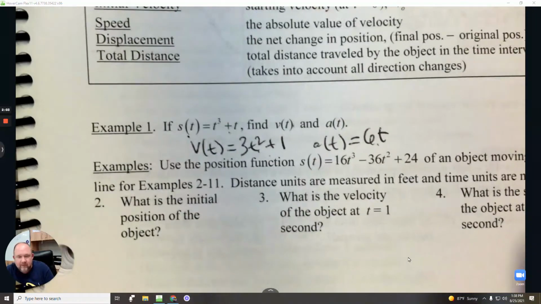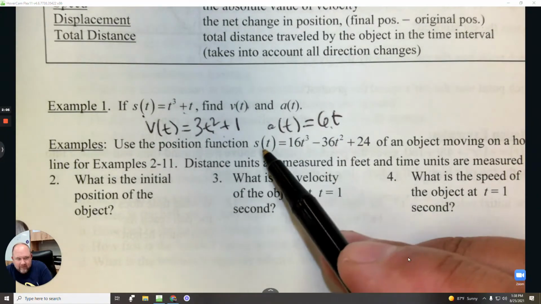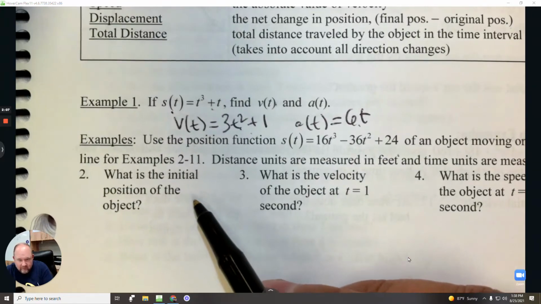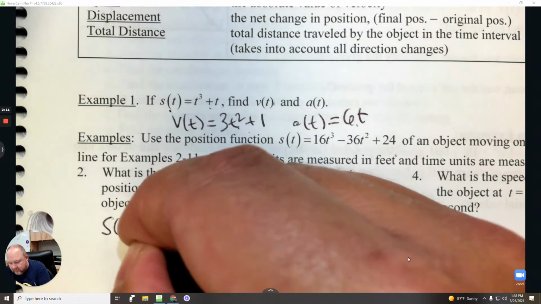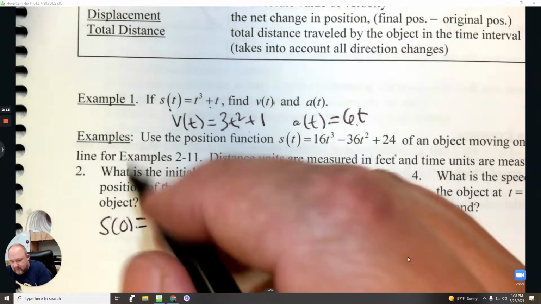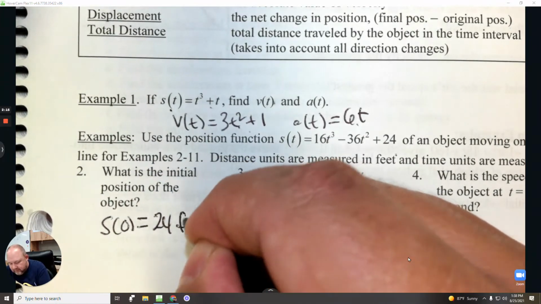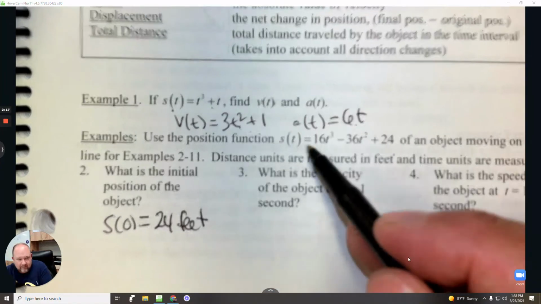In examples 2 to 11, we're going to use this equation to answer these. What's the initial position of the object? So we're going to plug in 0, and the answer is 24 feet. And I just plugged into here.